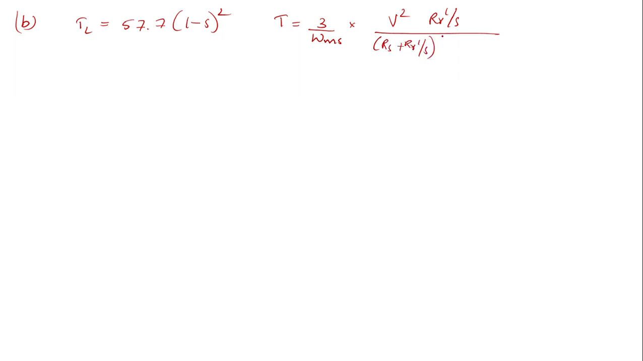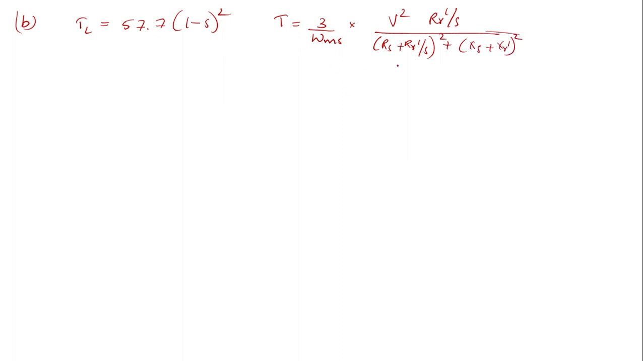What is the equation for load torque? Load torque is given by TL is equal to 57.7 into (1 minus S) whole square. Your equation for motor torque is T is equal to, you know the equation, right? 3 by omega ms into V square into RR dash by S, the whole divided by (RS plus RR dash by S) square plus (XS plus XR dash) the whole square.